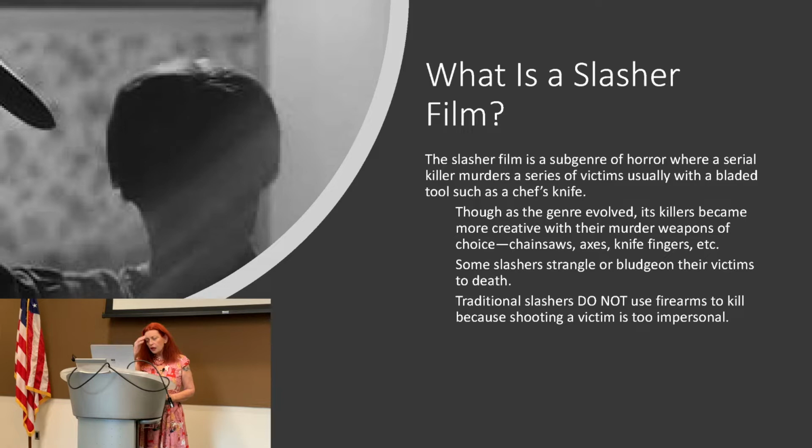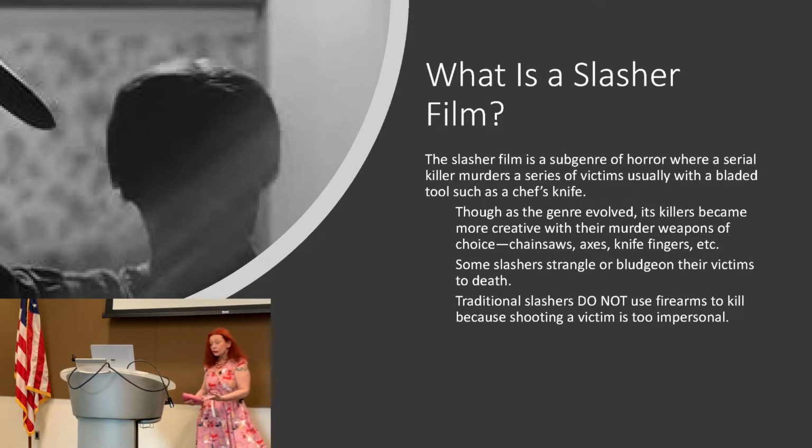A slasher film is a subgenre of horror where a serial killer murders a series of victims, usually with a bladed weapon, like the chef's knife that you so often think of when you think of a slasher film, something like Psycho, for example, like the picture I have here. But as the genre evolved, its killers became more creative with their murder weapons of choice. You start seeing things like chainsaws, axes, knife fingers, and the like. And some slashers even strangle or bludgeon their victims to death.